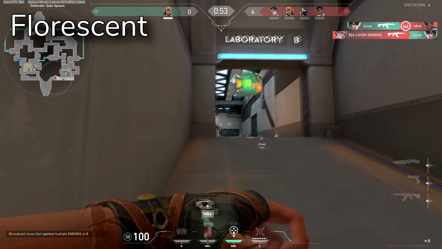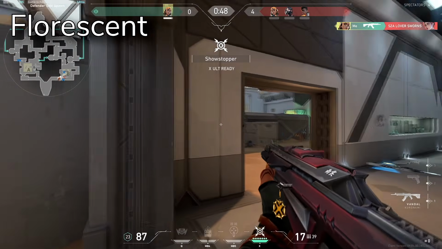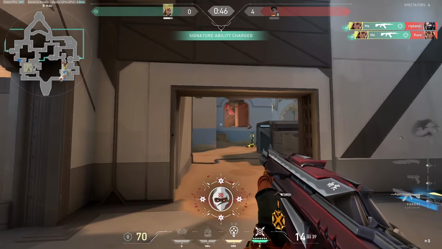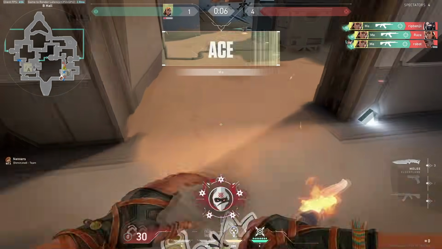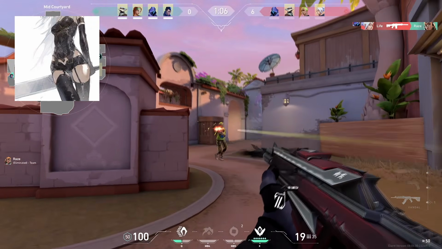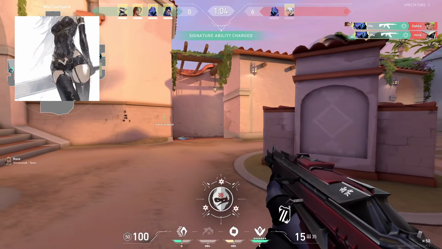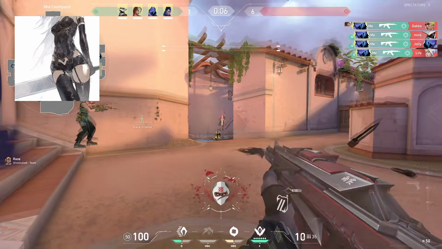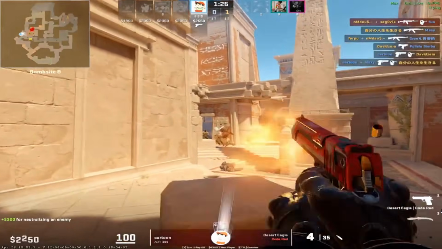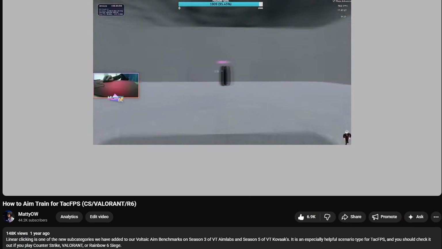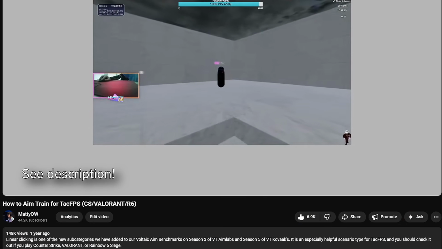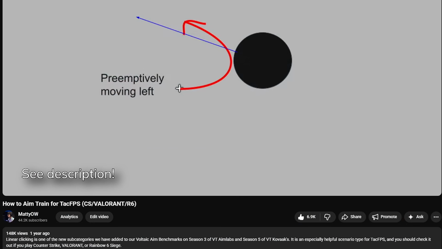Micros are present in aiming situations in all games, but you will most definitely need them to be strong in Tac FPS games like Valorant, R6, and Counter-Strike. With proper crosshair placement, many gunfights simply boil down to who has the faster, more concise microcorrections. We've already discussed the aiming fundamentals required for Tac FPS in this video about linear clicking. Please check it out via the link in the description.